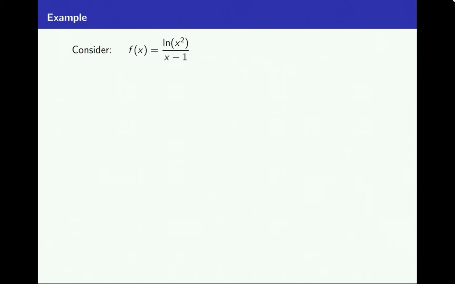As an example, consider f of x equals ln of x squared over x minus 1. Notice that if you try to plug in 1, f of 1 would be ln of 1 squared divided by 1 minus 1. And ln of 1 is 0, and 1 minus 1 is 0. So you'd get 0 over 0, which is undefined. Well, that's fine. It just simply means that 1 is not in the domain of this f.